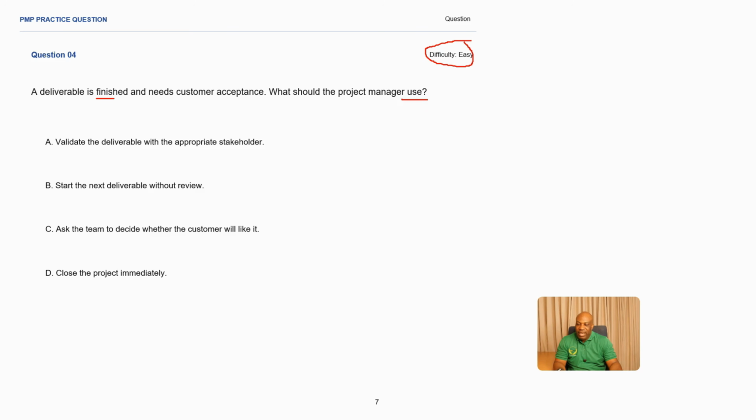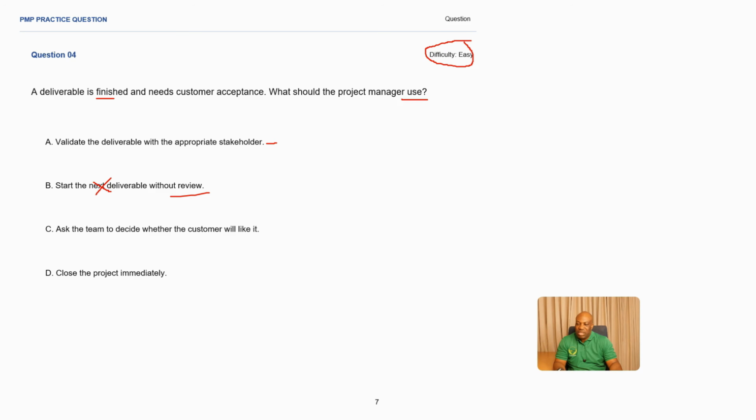Okay. A, validate the deliverable with the appropriate stakeholder for acceptance. B, start the next deliverable without review. Okay, so this obviously can be eliminated. You cannot start the next deliverable without review by the customer. So we can eliminate this one straight away.